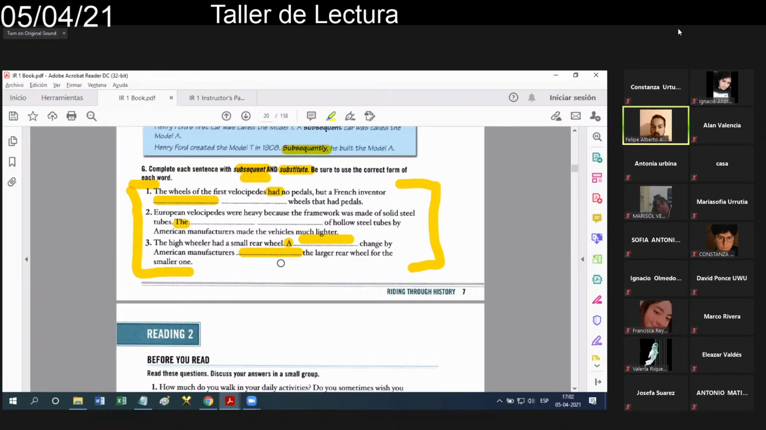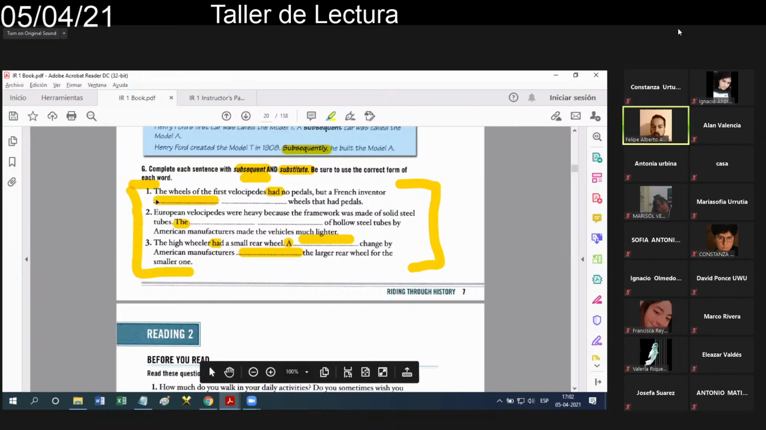Marisol, you are correct, but substitute must be in past. Why? Because had is in past. The high wheeler had a small rear wheel. A subsequent change by American manufacturers substituted the larger rear wheel for the smaller one. Got it, Marisol? Yes or no? Guys? Okay.